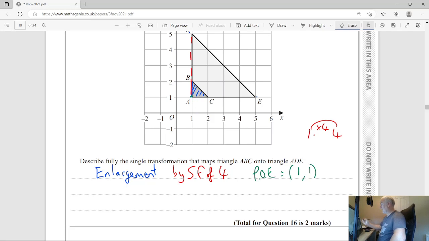All right, so we need 3 pieces of information. We need to know the enlargement. Is it an enlargement? Yes, it is. It's got bigger. How much bigger has it got? Scale factor of 4. And where has it been enlarged from? And that's from that point just there.